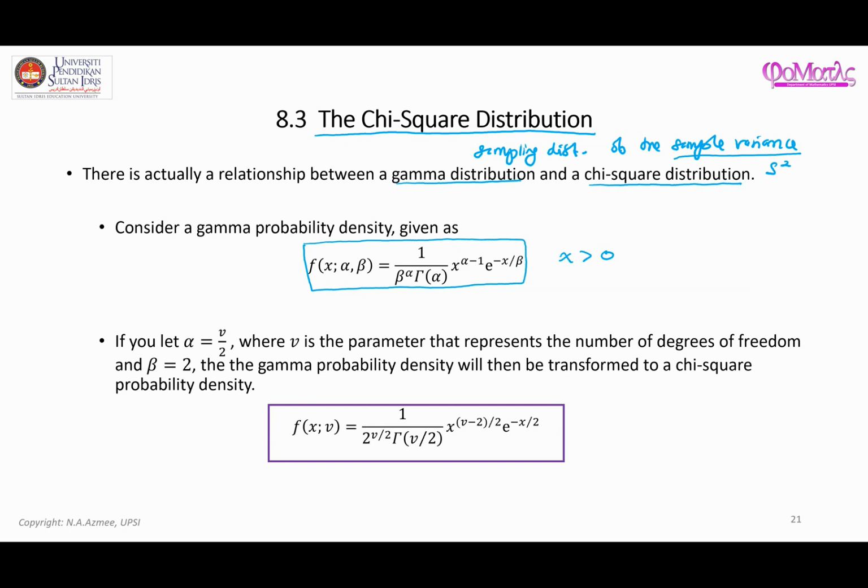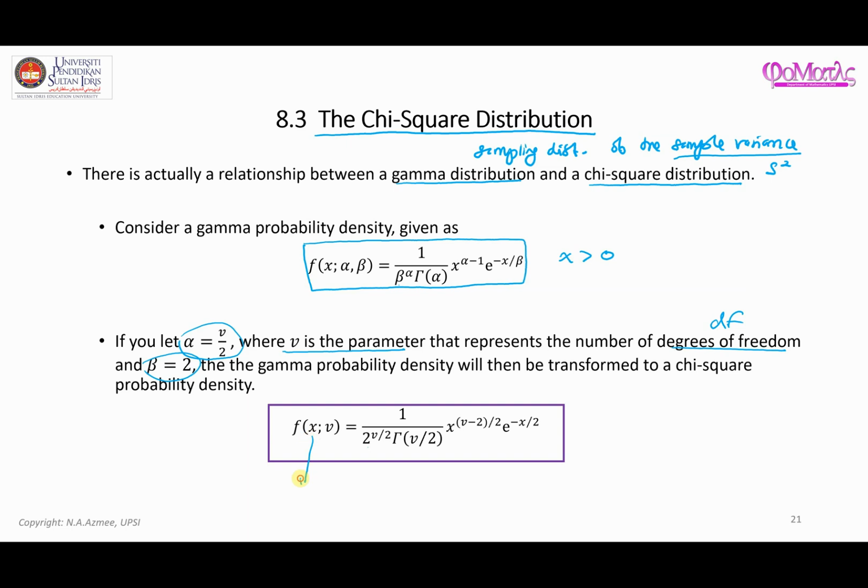So if you let alpha equal v over 2, where v is the parameter that represents the number of degrees of freedom, and if you let beta equal 2, the gamma probability density will then be transformed to what looks like this. So beta here is replaced with 2 and alpha here is replaced with v over 2. This is known as the chi-square probability density.